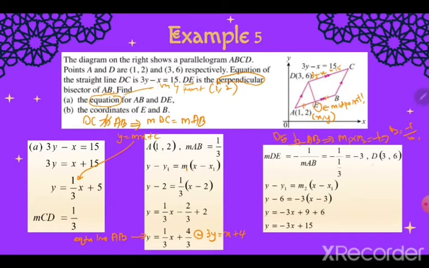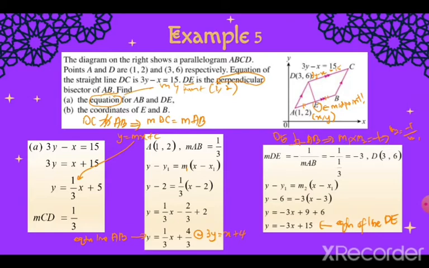D is given as (3, 6). For the equation of a straight line, we just need a gradient and a point, and we have both. So fill in y minus y1 equals m2(x minus x1), because DE is perpendicular. Substituting the values, at the end we have y = -3x + 15. This represents the equation of line DE. I hope you can understand part (a).